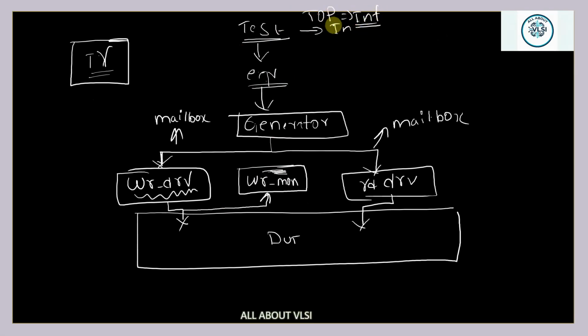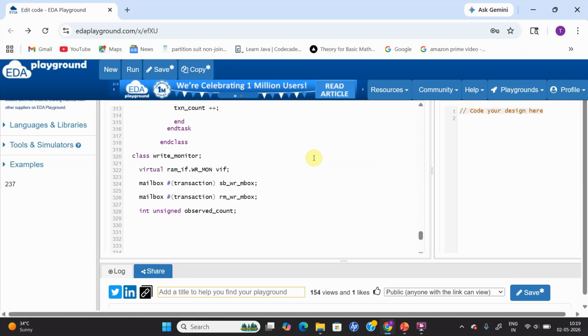That interface instance can be passed from my test to the environment, to the generator, to the write monitor via the new method. And also the mailbox instances which we are going to create in the environment can be passed from the environment to the generator to the write monitor. So how I'm passing and why I'm passing, and why I'm not creating the instances in my write monitor, if you want to learn about that, you can refer to the mailbox session which we have discussed earlier in the playlist. It will give you clarity on why we are doing this.